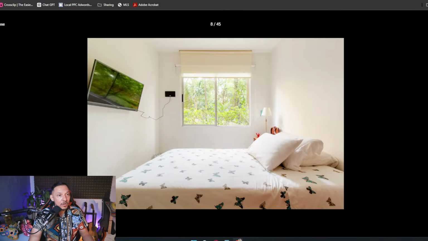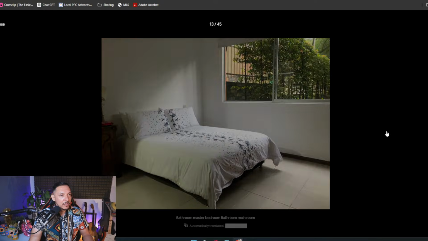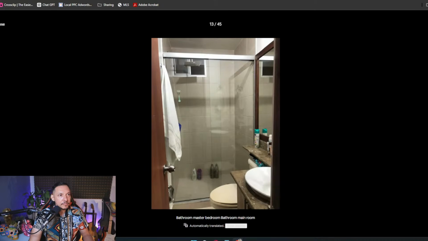That bed looks super small, though. That's like a double. So it's a 2-bedroom. Okay. Yeah, I don't know. Yeah, it's a 2-bedroom. One of the beds is super small. It's like a double. Yeah, that one's like a queen size.